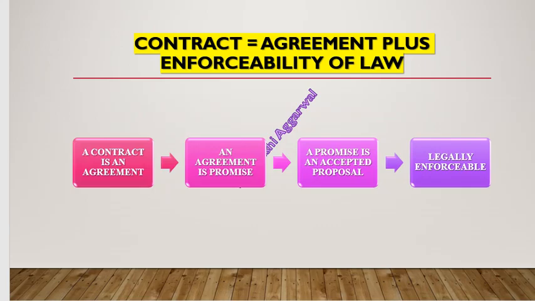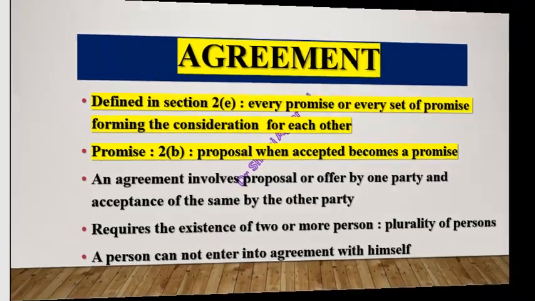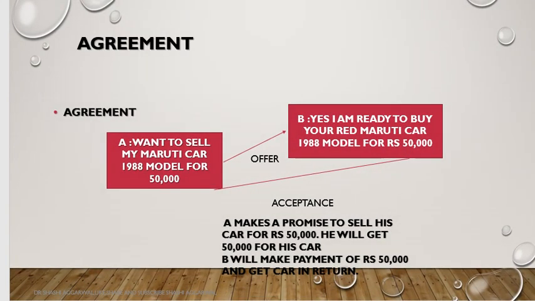Now we will understand what is the meaning of agreement. Defining Section 2(e): every promise or every set of promises forming the consideration for each other. Like here, A wants to sell a Maruti car, 1988 model, for 50,000. So this is the offer which is made to B. B says, yes, I am ready to buy your red Maruti car, 88 model, for rupees 50,000. So when B accepts, then it becomes the agreement.